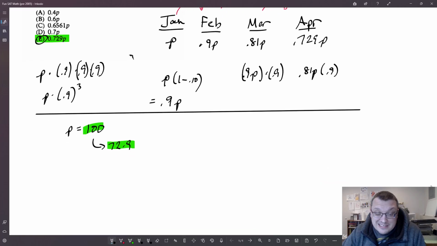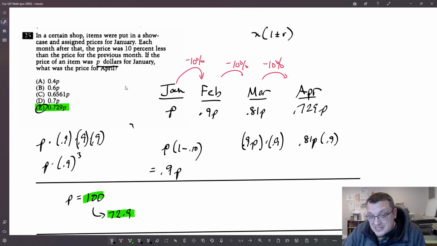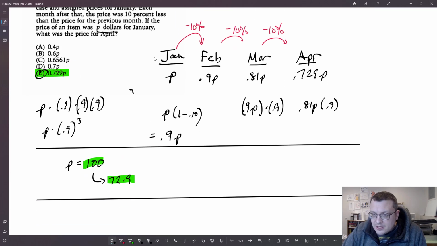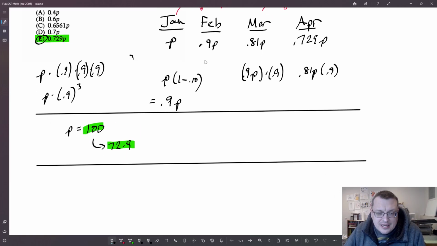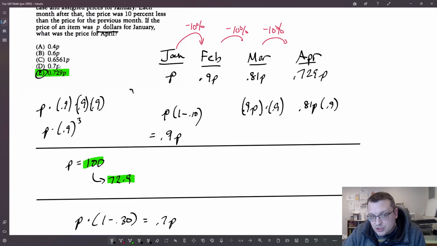Some do nots, I suppose, we can add to this list. One failure point here, one mistake would be to think, well, if it's decreasing by 10% each month, I can just add up those 10%, 10%, 10%. That would give me a net decrease of 30%. And then we might say, well, if I take P and I multiply it by 1 minus 0.30, which is a 30% decrease, that would get us 0.7p, and that's choice D.